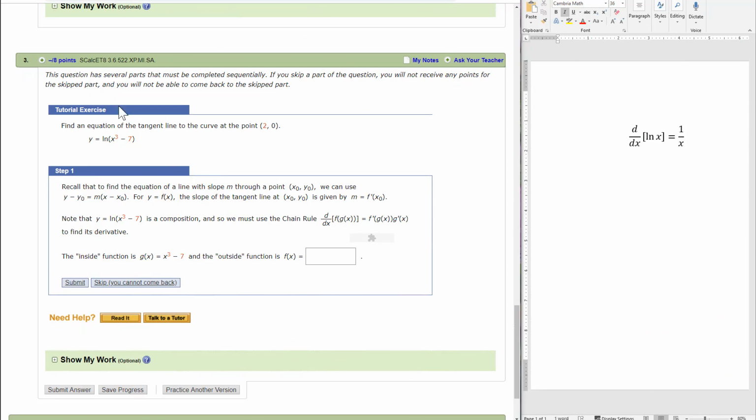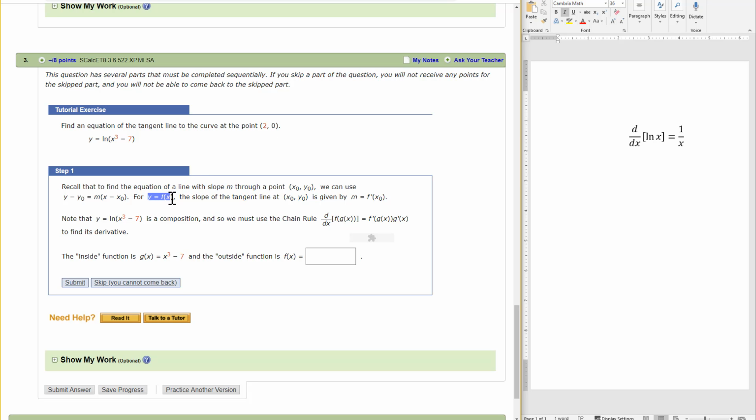This is a problem from your lab assignment, section 3.6, problem number 3. It says to find an equation of the tangent line to the curve at the point (2, 0), and the curve is this function that has an ln in it. So to find the equation of the line, we need a point and a slope. Our slope we'll call m, and our point is going to be given to us. That's (2, 0).